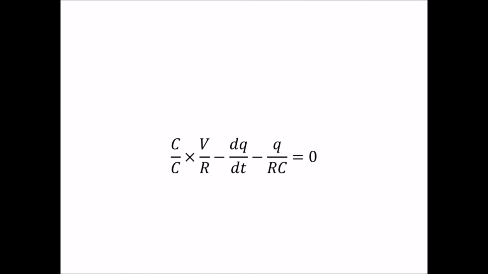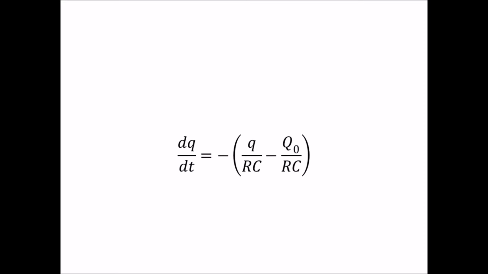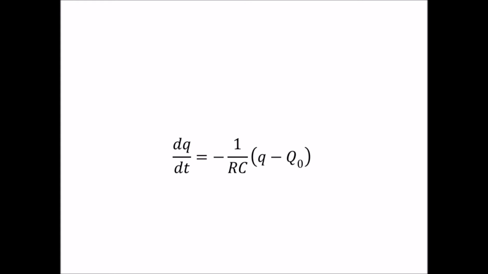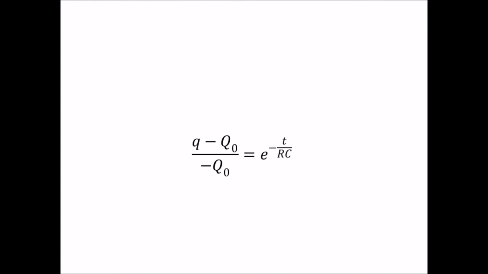If we multiply the first term by C over C, it's the same as multiplying by 1. Now we can replace CV with Q0. Rearranging gives us this. This is clearly the form of a variable separable differential equation, so we can solve this. We'll separate the terms and then we'll integrate the left from 0 to some charge Q, and we'll integrate the right from 0 to some time t. From here we can apply the boundary conditions and we end up with this equation.